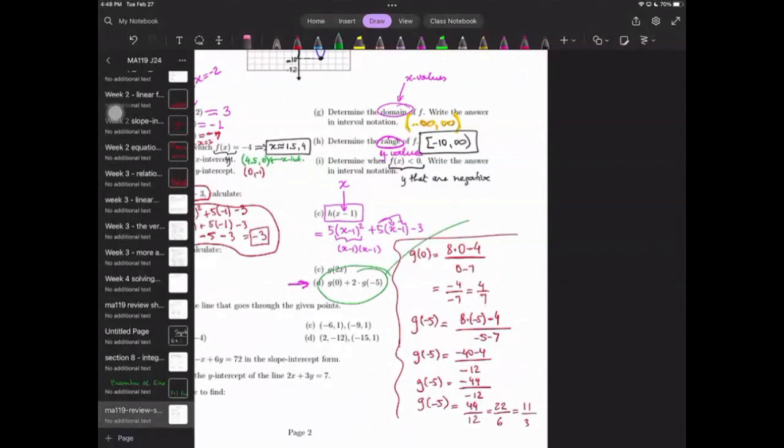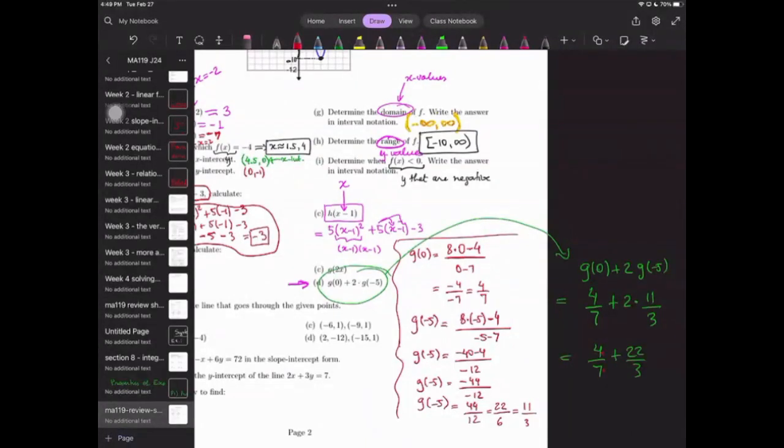So now back to this. g of 0 plus 2 times whatever g of negative 5 is. We have g of 0, which is 4 over 7, plus 2 times g of negative 5, which is 11 over 3. So now all I need to do is that addition of fractions. So I have 22 over 3. To add fractions with different denominators, find the LCD. So the LCD is 21.